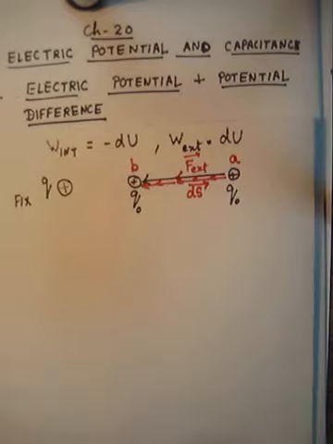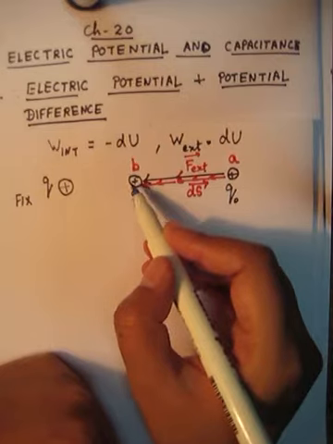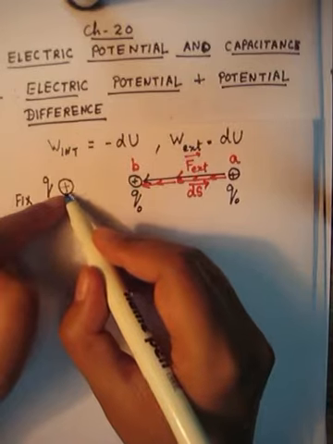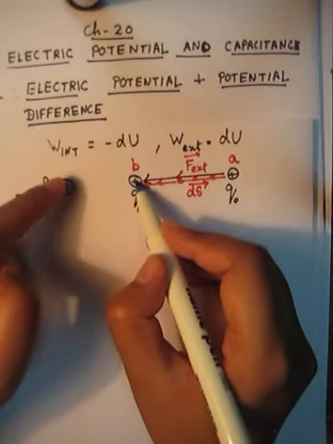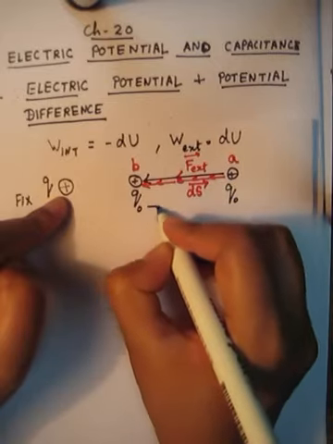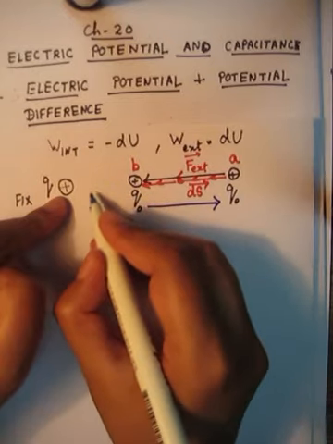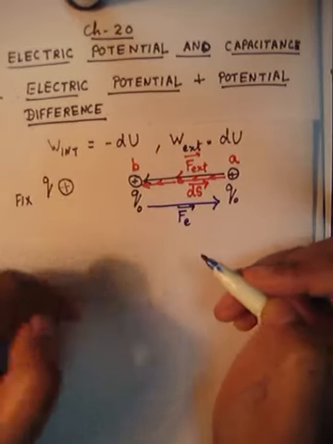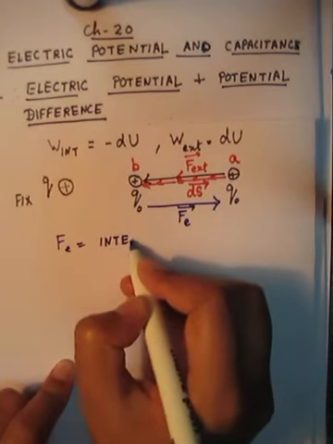Now from your experience you can say that because it is a positive charge, and the other is also a positive charge, this charge will experience some force due to q, and that force will be away from the charge because they are of the same charge, positive and positive. So this will be Fe vector, which will be away from the charge. Now in this case, Fe is your internal force.